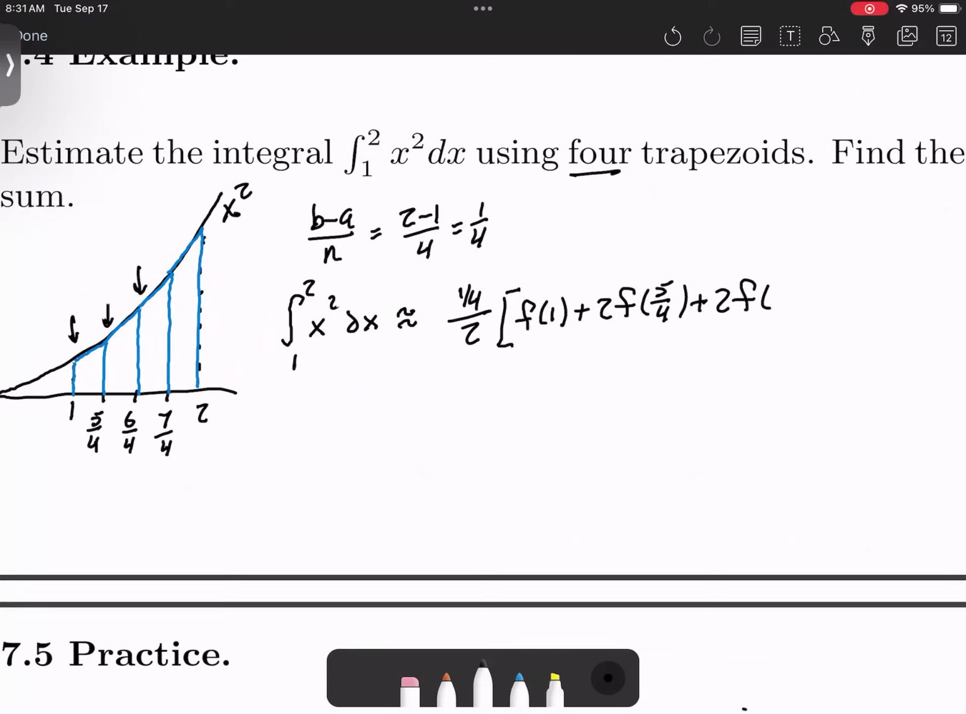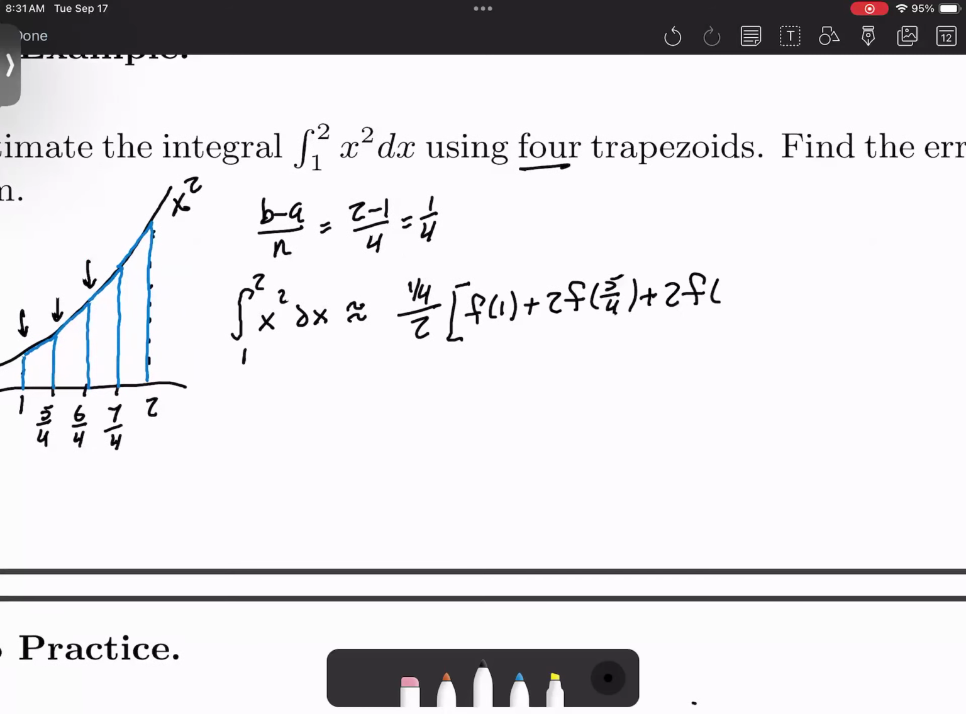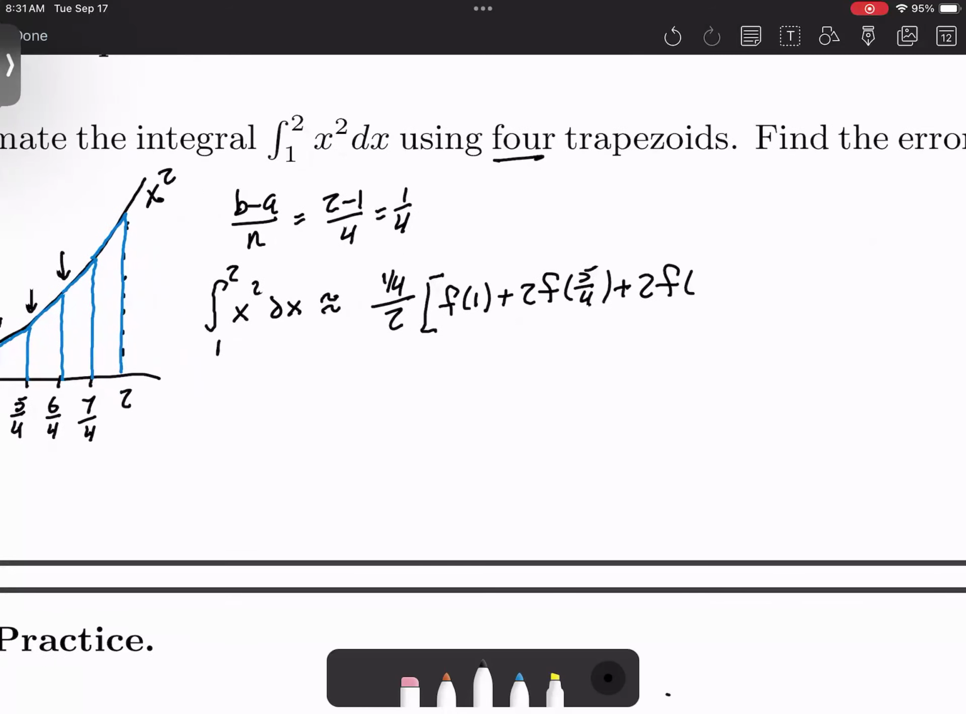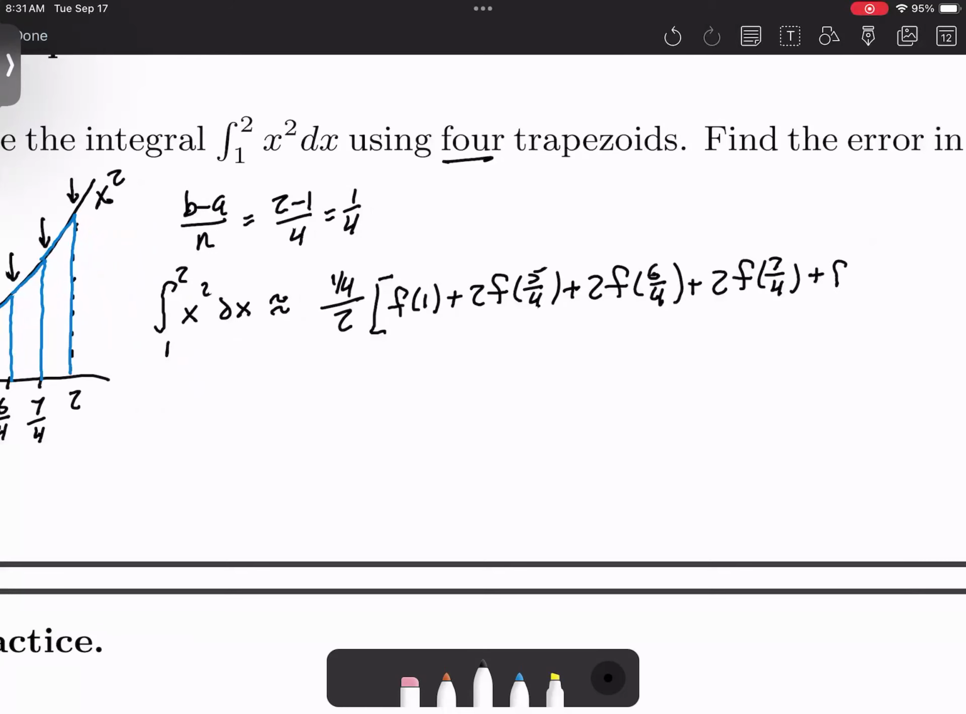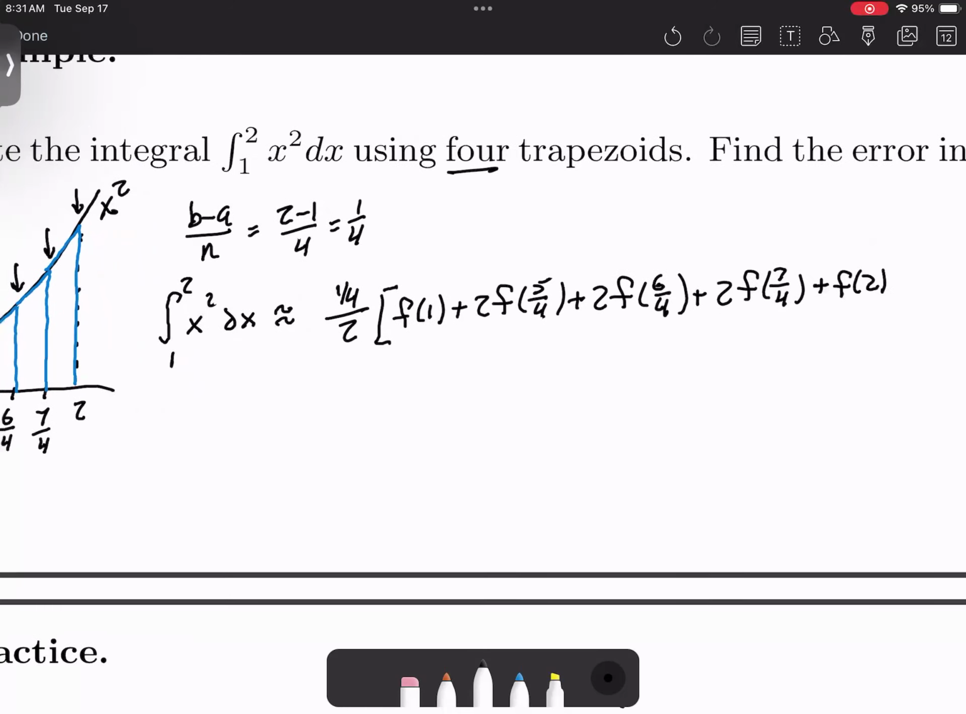Our third height is also shared between trapezoids. It's an interior height. So we have 2 of the f of 6/4. We also have 2 of the f of 7/4 because that height is shared. And then when we get to our last height, that is only involved in the area of the last trapezoid, so it's only counted once. So your first height and your last height are only counted once, but all the other heights in between are shared between the trapezoids, so they get counted twice.